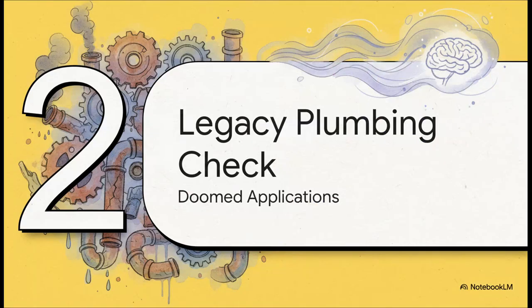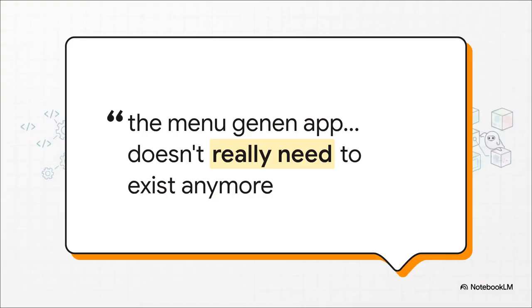Moving on to Section 2. The Legacy Plumbing Checklist, Identifying Doomed Applications. Let's talk about the very real danger of continuing to build the old way. In our interview, the engineer shared a perfect real-world example originally highlighted by Karpathy, an app called MenuGen. This was a bespoke, custom-built tool made just last year to translate restaurant menus into visual AI representations of the food. It was really cool at the time, but today, that entire workflow is completely obsolete.